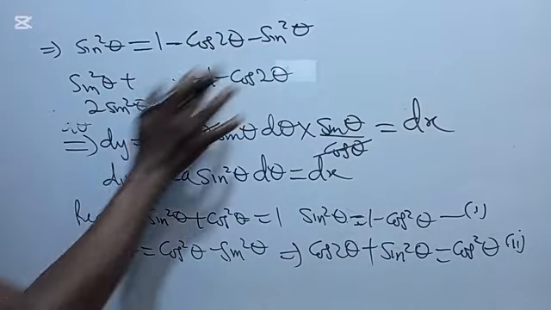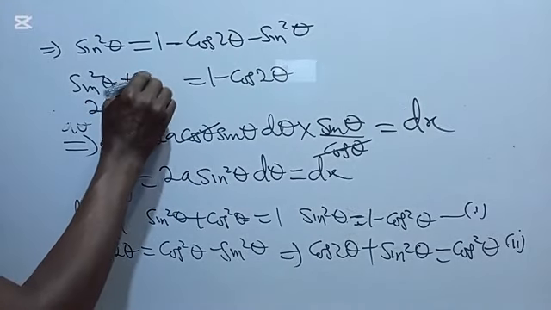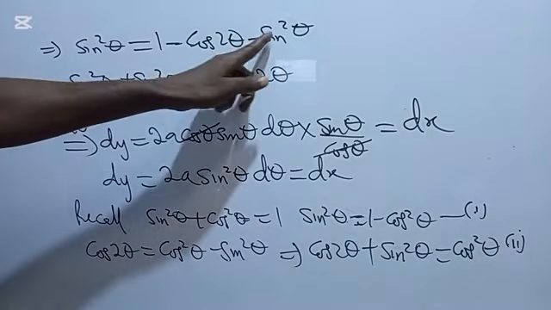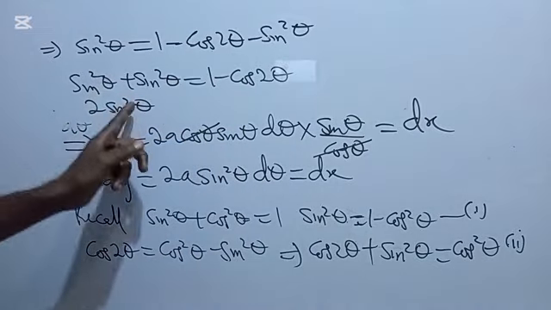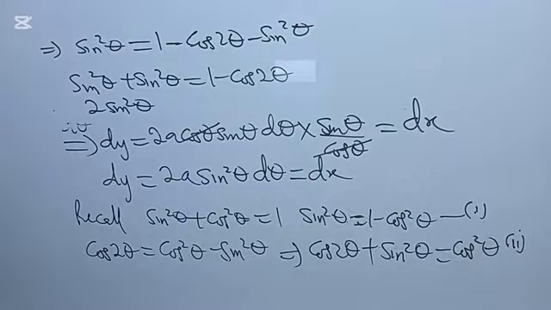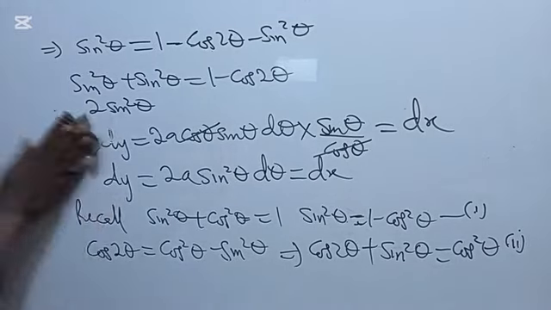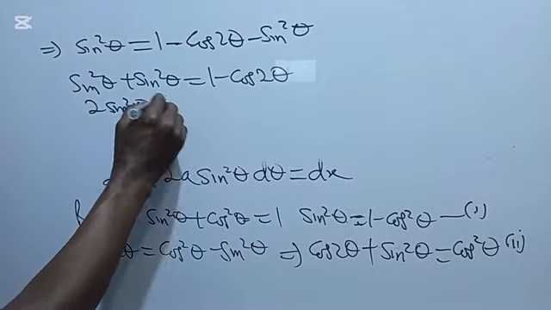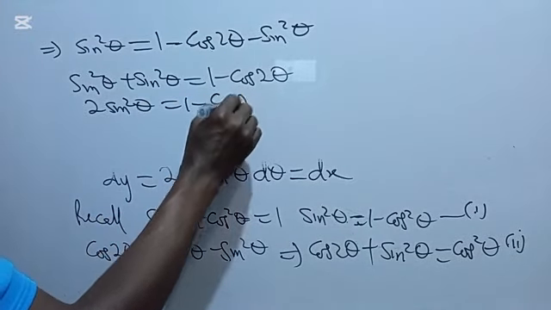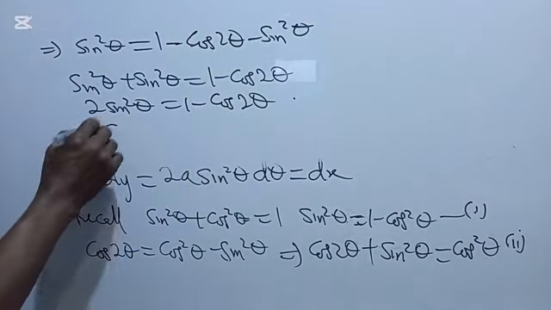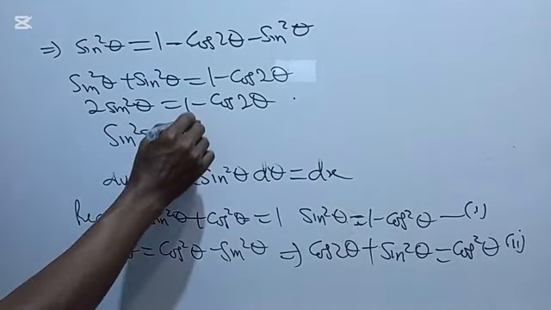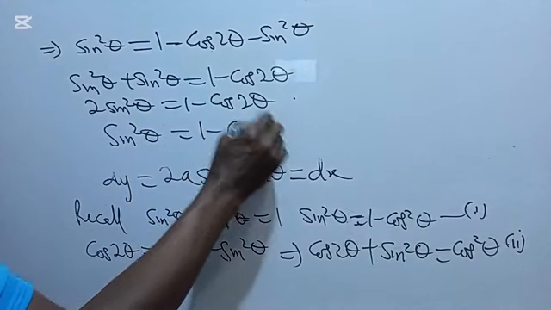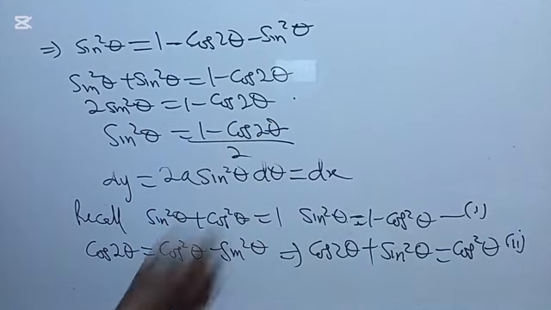Why am I making a mistake? You are bringing this one here. This one comes here. It is negative. When it comes here, it becomes positive. So please be careful of making unnecessary mistakes. Okay? So this will be 2 sine square theta equals 1 minus cos 2 theta. So now sine square theta will be 1 minus cos 2 theta all over 2. So that's where I'm going.